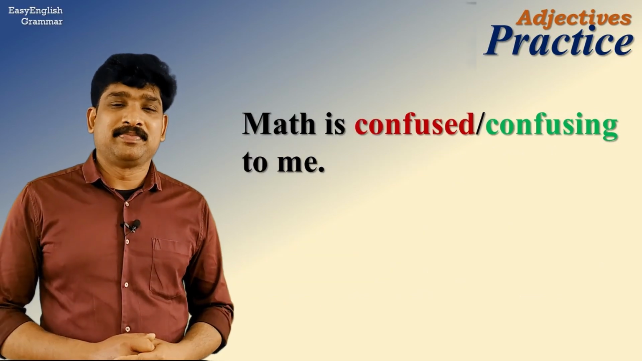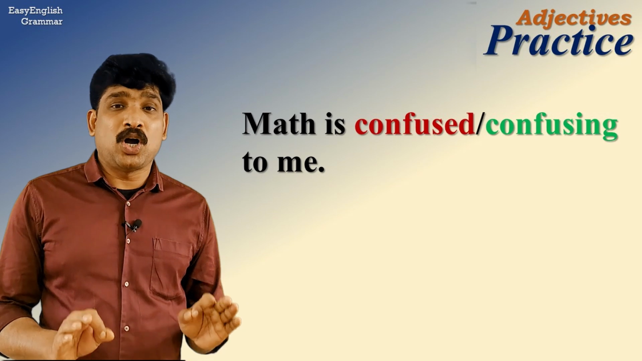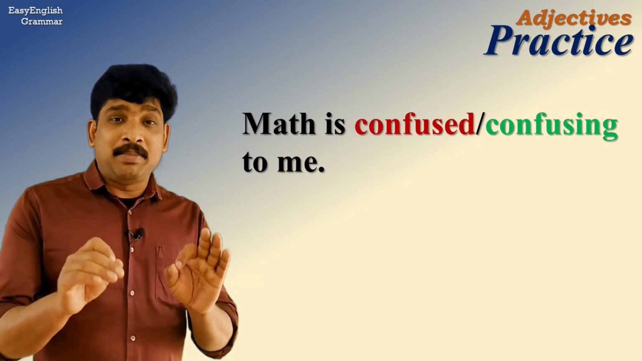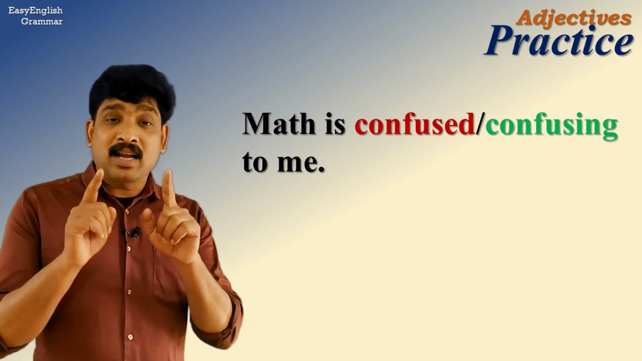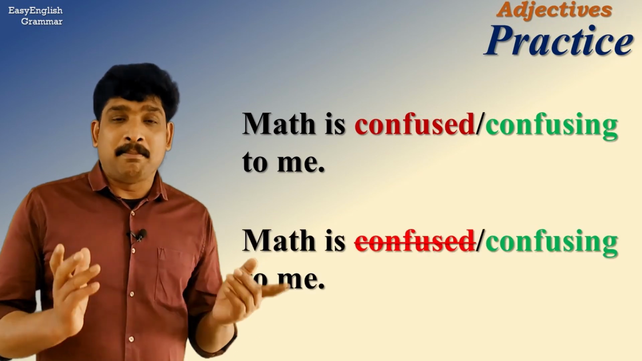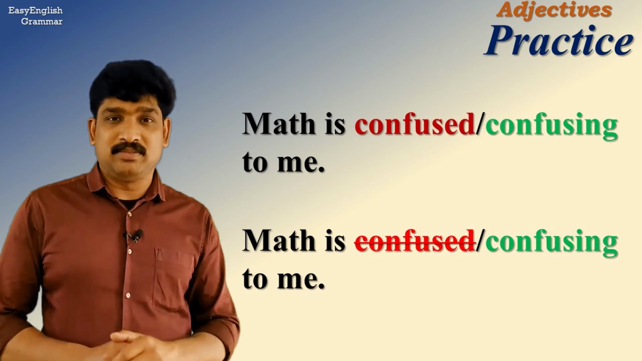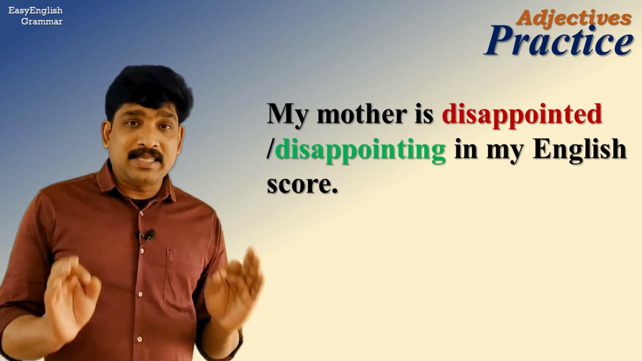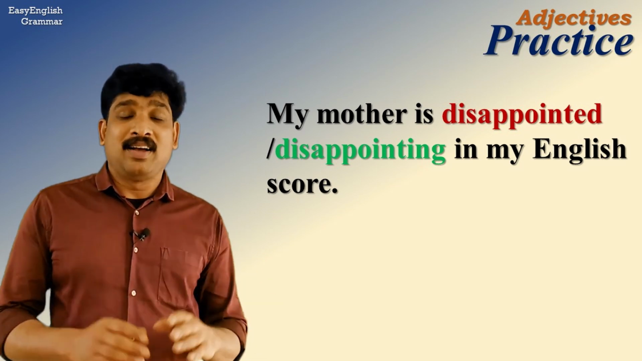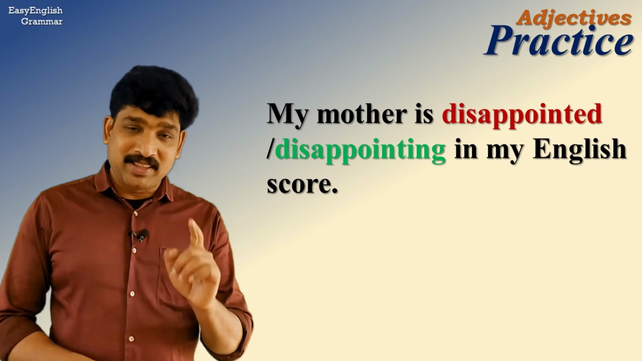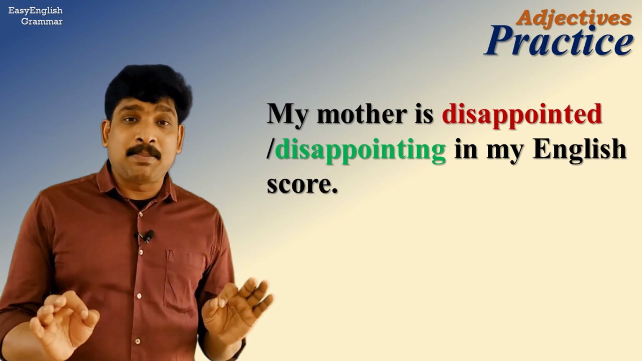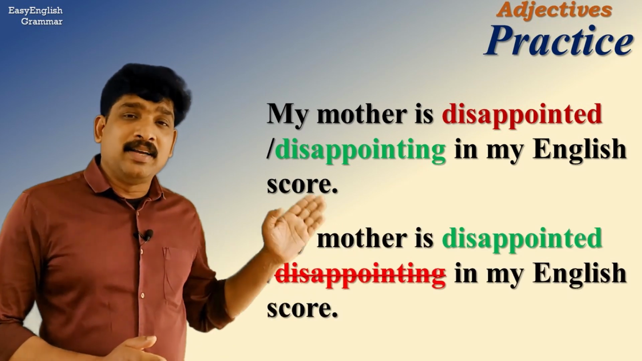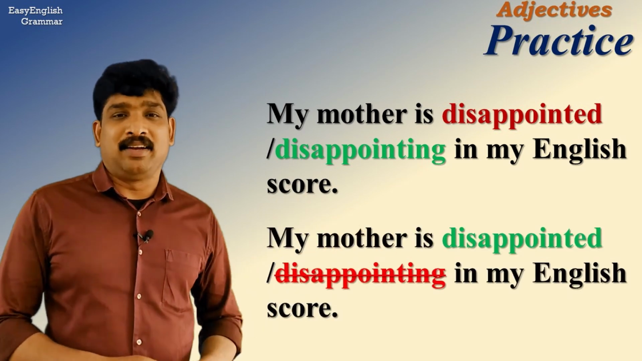Next example. Math is confused or confusing to me. Do you know the answer? You are describing math to you. It is confusing to you. So, math is confusing to me. And finally, my mother is disappointed or disappointing in my English score. Of course, you are talking about your mother's feelings. She is disappointed in your English score. And so the correct answer is, my mother is disappointed in my English score.